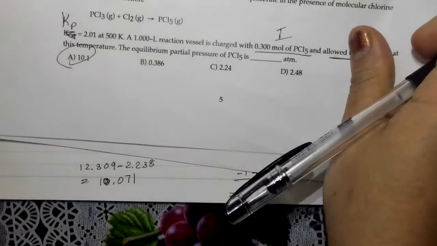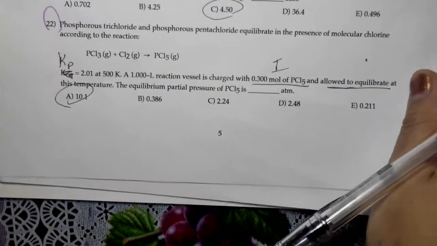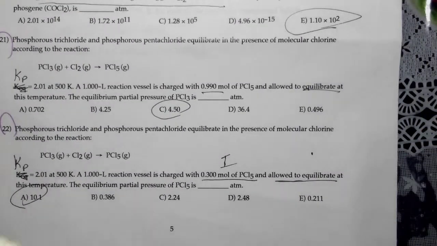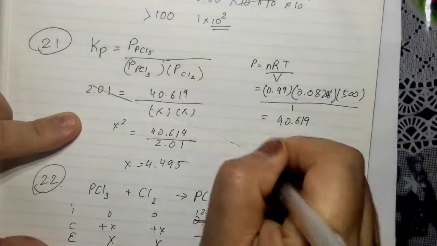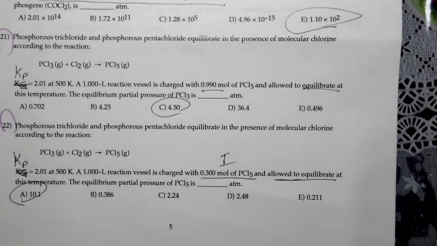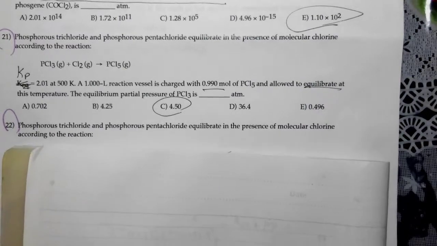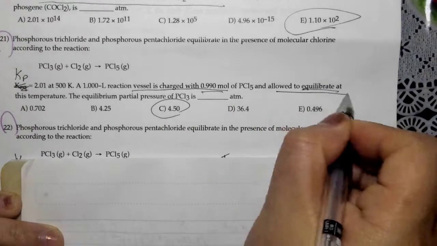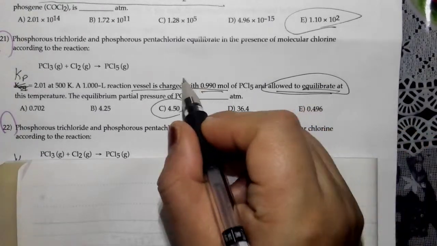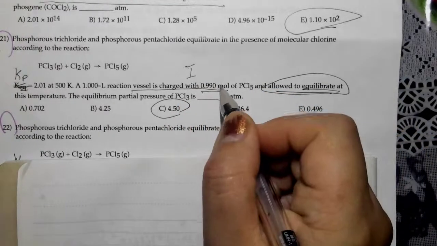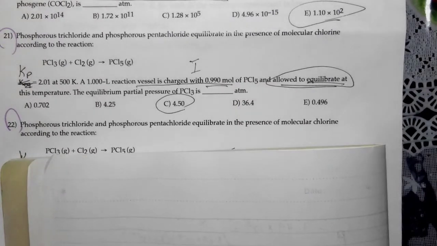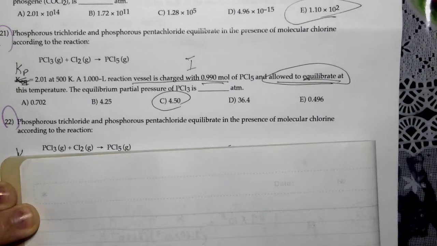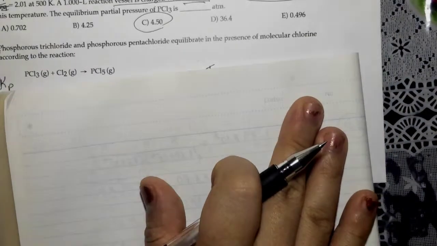Right. Okay, I kind of need to go back to 21 just to fix the mistake. Because I thought in 21 they give you an equilibrium one, but they didn't. If you look at it again, it's charged and allowed to equilibrate. So this is the initial. But it's the same idea as how you would do it. So if you're going back there, we're going to do the same thing.